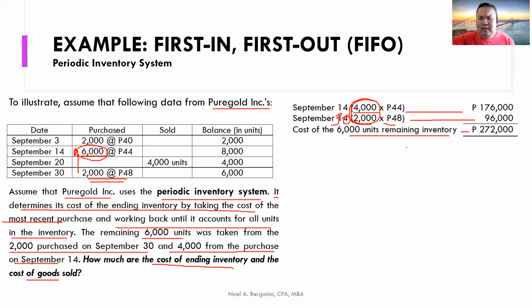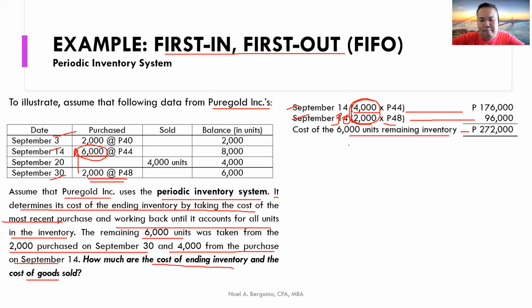Sir, magkaiba talaga sila ng specific identification? Yes, kasi again, as you all know, yung specific identification may nanggaling sa September 3, 14, and 30 kanina. Ngayon, here in this case, we have only September 30 and September 14 as our source of ending inventory, kasi yun po yung functionality ng first in, first out.